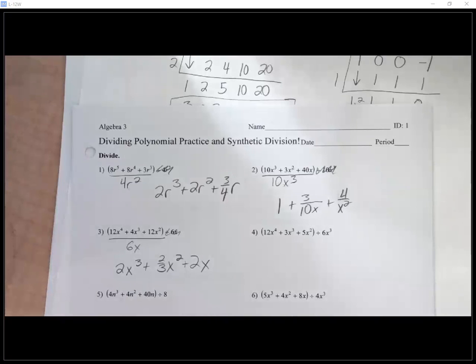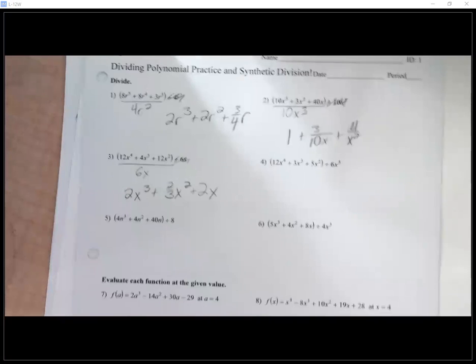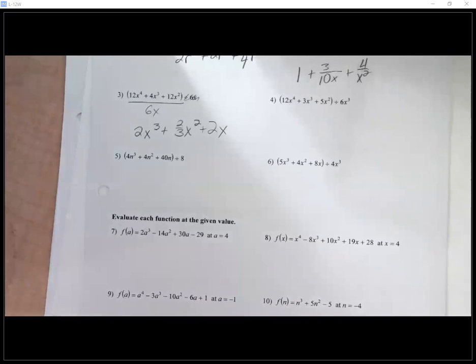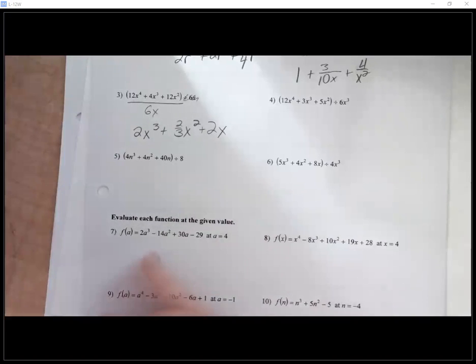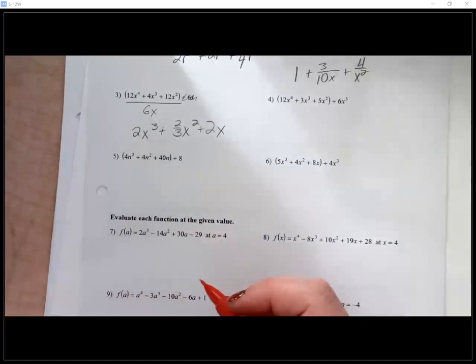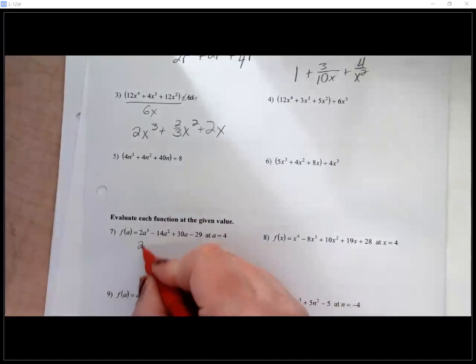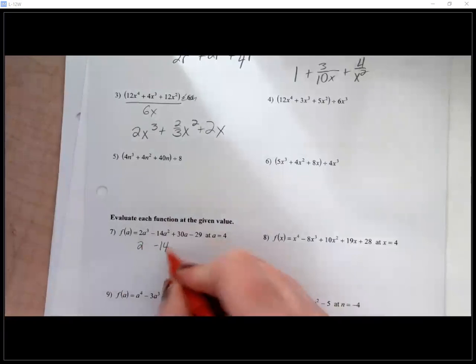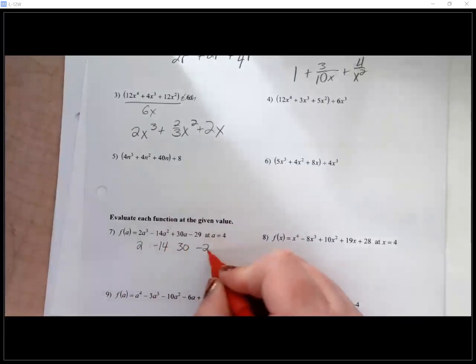Okay, so let's jump down to number 7 then. This is what we were just talking about. I want to know the value of this function at 4. Sure, you can plug in 4 directly and do out all that math if you really want to, but you have a better way now. What should you do that's way faster? Yes. And my answer is just going to be the remainder. Whatever the remainder is, my answer.